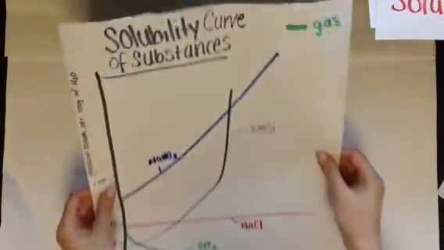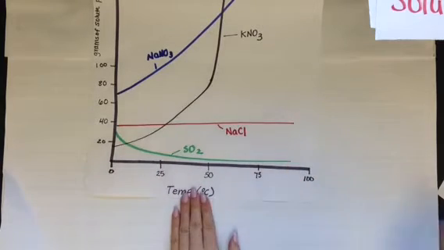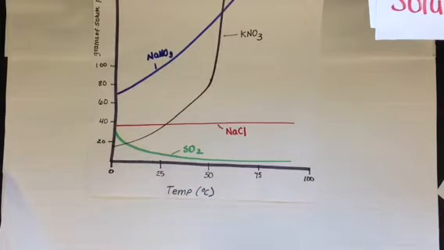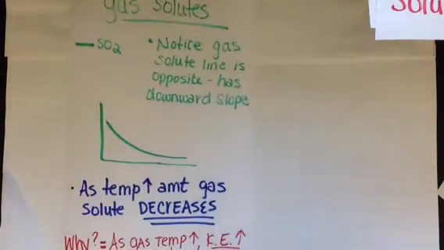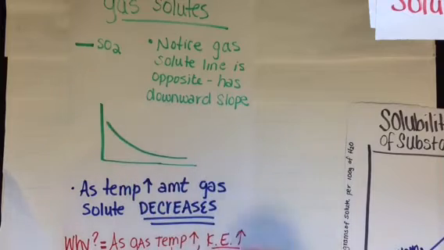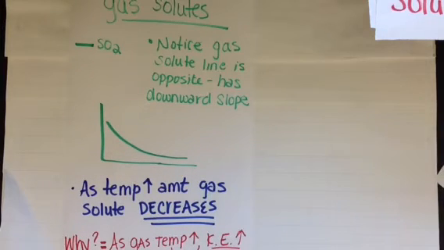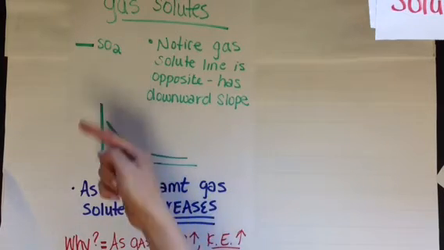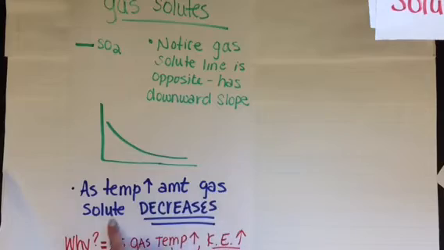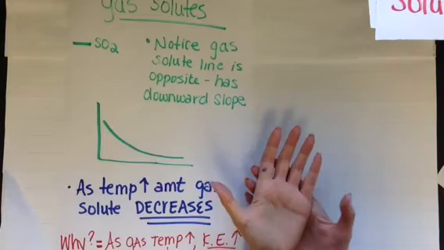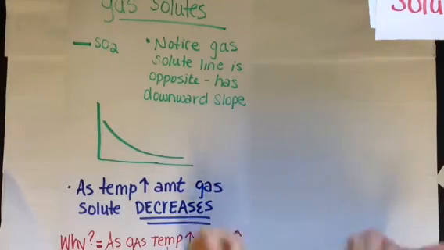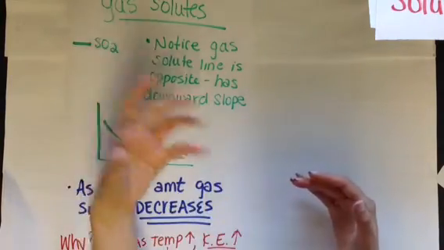How about the gas that we saw on here? If you remember, we've got the gas going down here, seen in green. Well, that's an opposite line. And so on the graph, if you notice, it's going to have a downward slope, which means the opposite's sort of happening. As temperature increases, the amount of that gas, SO2, the amount of gas solute decreases. So that means as I increase temperature, not as much gas will dissolve. This is an opposite effect compared to the solid solutes.